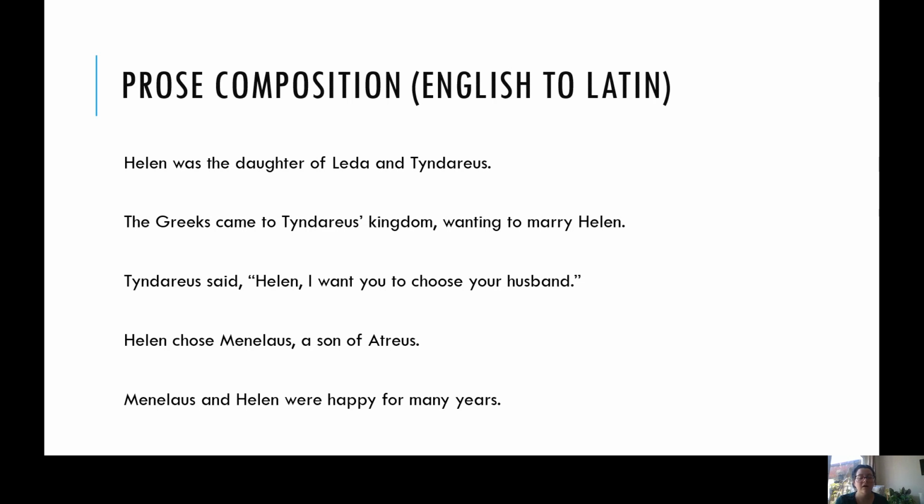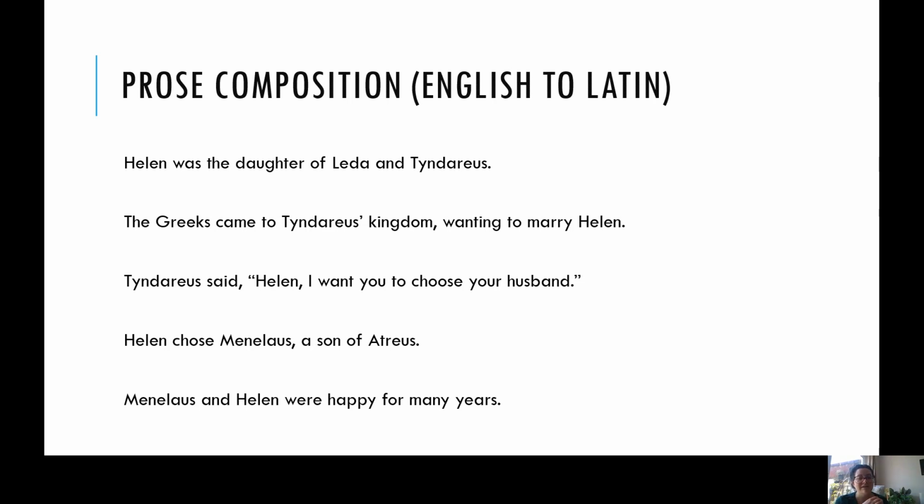Tyndareus said, Helen, I want you to choose your husband. In that speech, you've got, I want you to choose your husband. You would have, I want, so that would be your first person singular present. Then you would be going into an indirect statement. Hopefully that's something you've covered at your GCSE. If not, you express that by having an accusative, so the word you would become te, and an infinitive, so the word to choose would be an infinitive. Then your husband would just be another accusative.